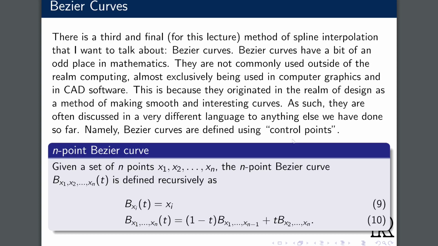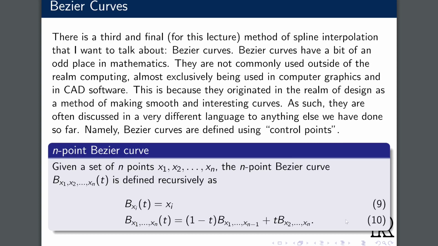And so they're a little bit complicated for me to talk about. In particular, instead of having what I would call interpolating nodes, which are data points that we have to go through, Bezier curves have control points. So I give the formula here for this endpoint Bezier curve, a curve defined with n control points, and it has this interesting recursive definition.